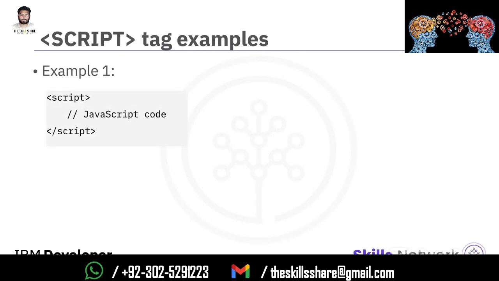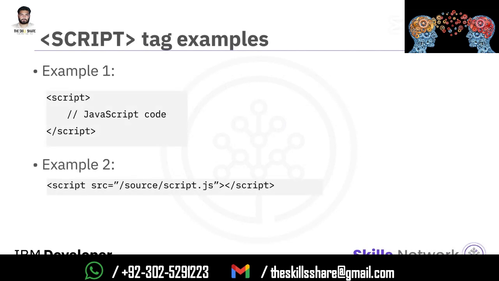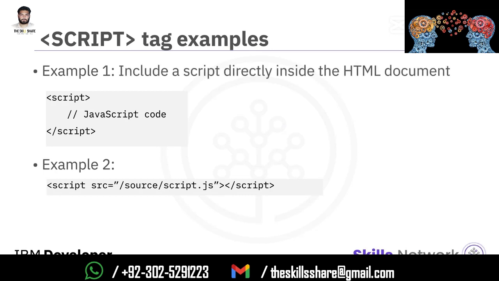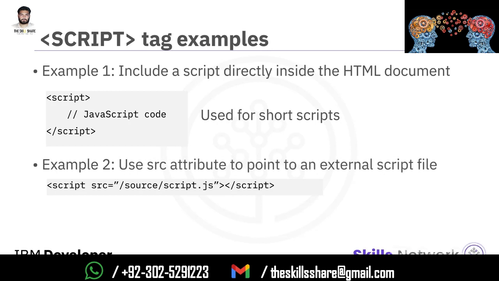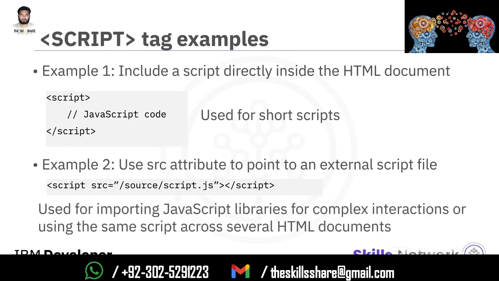This slide shows two ways in which the script tag is used to include scripts in an HTML document. Example 1 demonstrates how you can include a script directly inside the HTML document. This method is good for short scripts, but when a script is long, the method used in example 2 is preferred. Example 2 uses the src attribute to point to an external script file. This method has several use cases, such as importing JavaScript libraries for complex interactions or using the same script across several HTML documents.